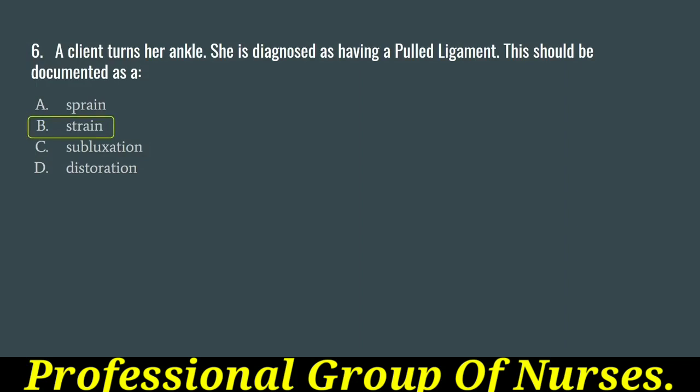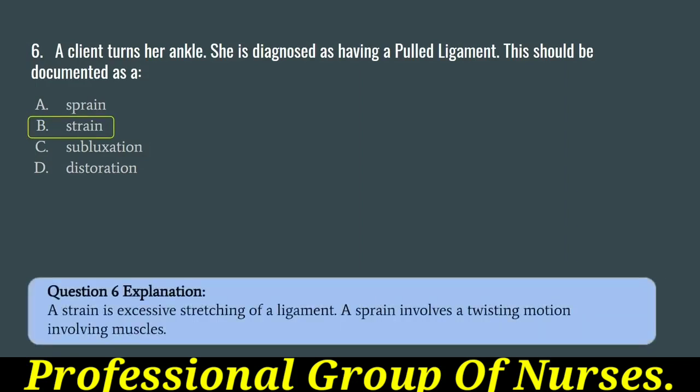Question 6 answer: B. Strain. Question 6 explanation: a strain is excessive stretching of a ligament. A sprain involves a twisting motion involving muscles.